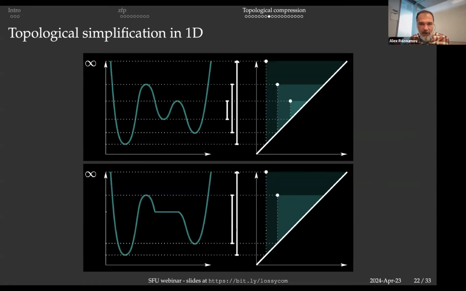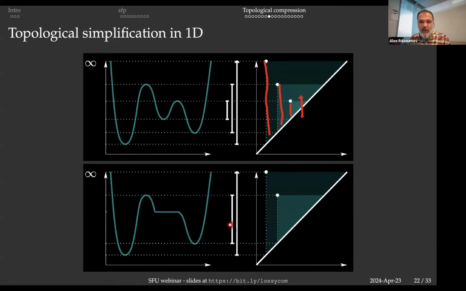So going back to our function, what is topological simplification? This one-dimensional function has these three components, right? 1, 2, and 3. And then let's say we decided that we're going to throw away things smaller than this tolerance threshold.